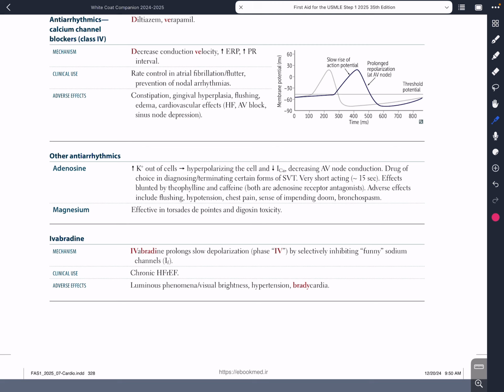Magnesium can help patients who are suffering from torsades de pointes and digoxin toxicity. So magnesium is effective in torsades de pointes and digoxin toxicity.